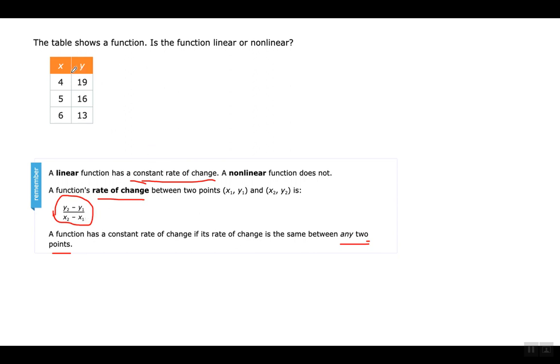All right, so I'm going to pick 2 points. For example, this point right here, 4, 19. And this point right here, 5, 16. Because these are coordinates, 4, 19 represents a point on the coordinate plane. So does 5, 16. So does 6, 13. So let's use these 2 points. Now, I'm going to label them. Let's label this one x1, y1. And let's label this one x2, y2. That's a 1. Right here, this is a 1.